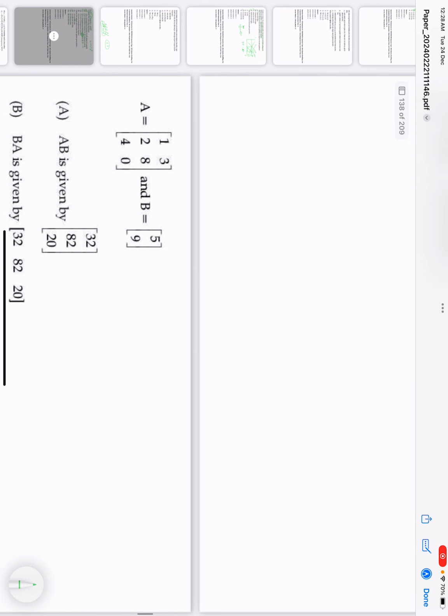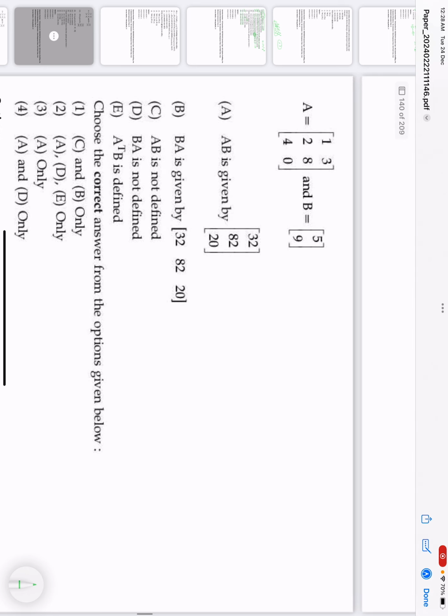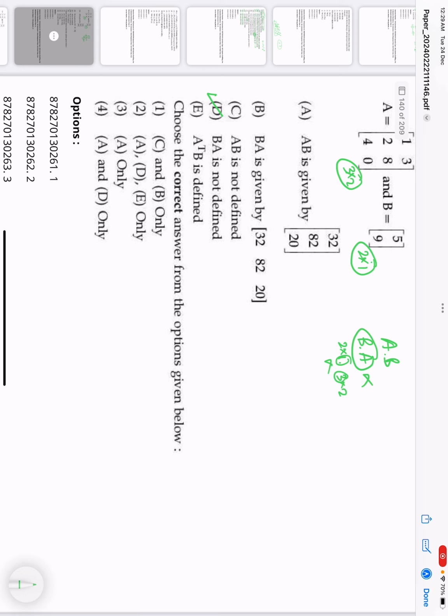Now moving to the 106th question. Okay, this is also a fairly easy question to do. This is 2 cross 3, this is 1 2 2 cross 1. You can find A cross B. B into A won't be defined because it is 2 into 1 times 3 into 2, and these are not equal, so B into A is not defined. This is true.